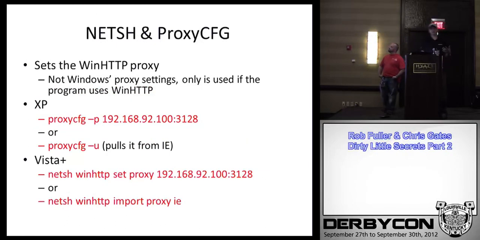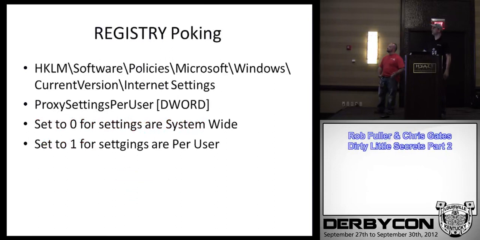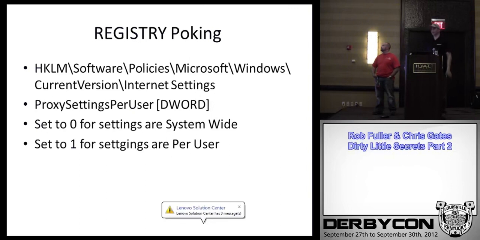Metasploit does not use the WinHTTP proxies, but if you write something that does, here's how to do it with those. Slides will be online later. Registry poking. The first way I thought about doing this was in the registry with the proxy setting of SOXY, proxy settings per user. If you set it to zero, guess what it does? Makes it system wide. So it is system wide, that means the proxy settings work for system, network service, and everything. Breaks a lot of stuff, requires a reboot to actually initiate.